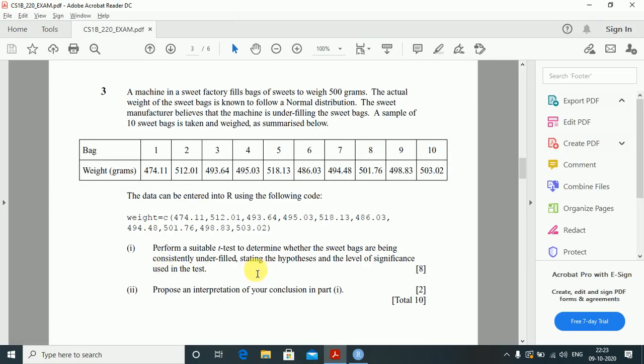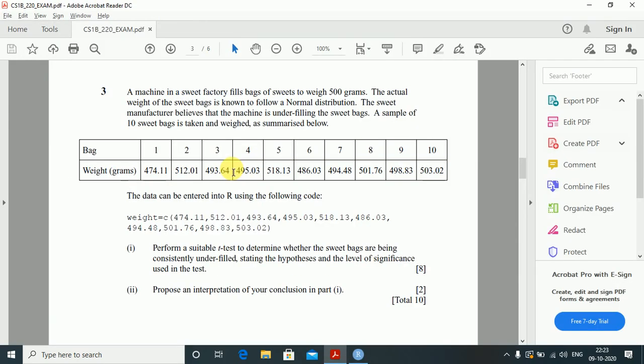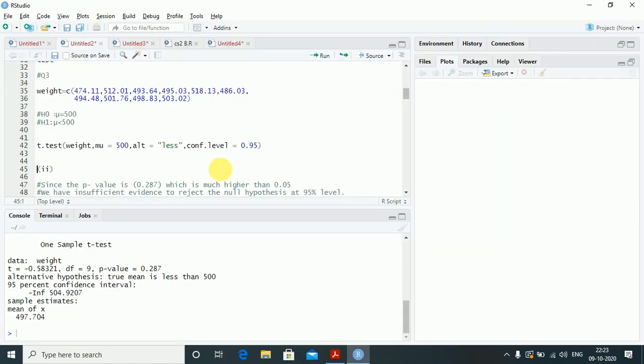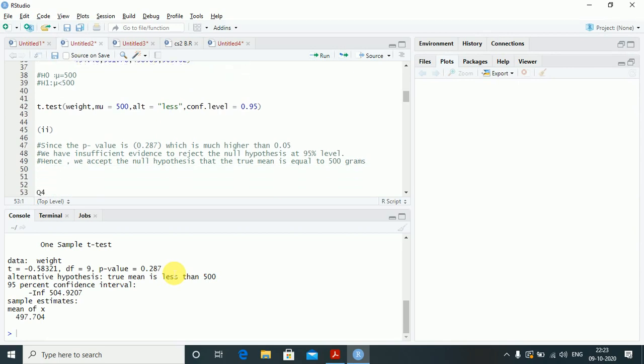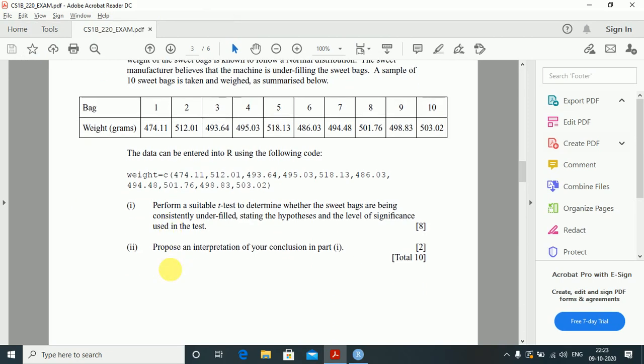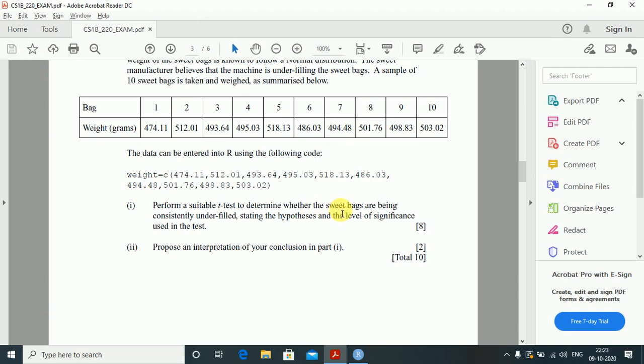Then you have to propose an interpretation stating the hypothesis and level of confidence. The confidence level of 95% is used, and so on, and you propose an interpretation of your conclusion. Since the p-value is 0.287, which is greater than 0.05, we have insufficient evidence to reject H naught at the 95% level. So we accept the null hypothesis that the true mean is equal to 500 grams. So the claim that the sweet bags are being consistently underfilled is false.